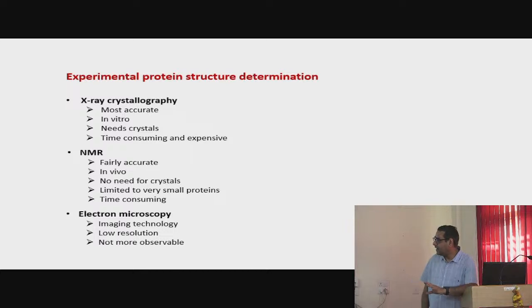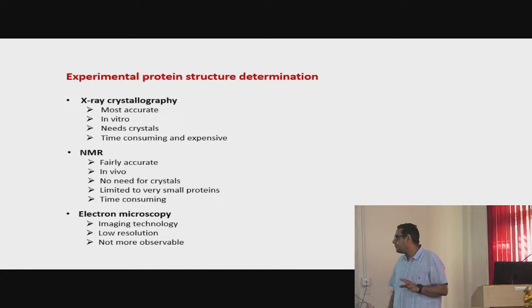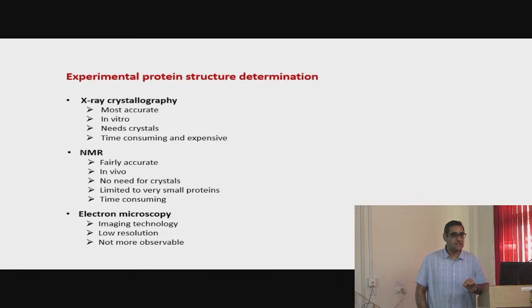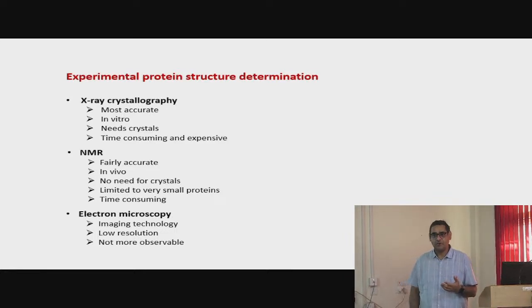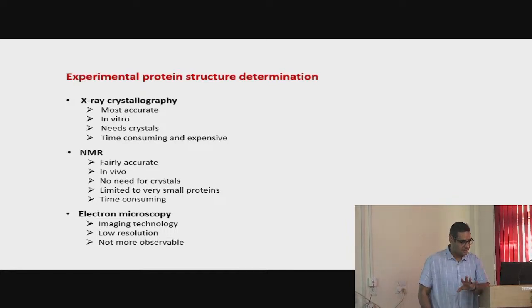When you go to NMR, it is fairly accurate. It is not fully accurate, fairly accurate. NMR-based data may sometimes mimic other structures also. So they say fairly accurate, but NMR is also very good. Then there is no need for crystals. This is the bonus point for you. Protein crystallization is a big challenge, so the major problem of crystallization, and of proteins which are not crystallized properly, is sorted out.